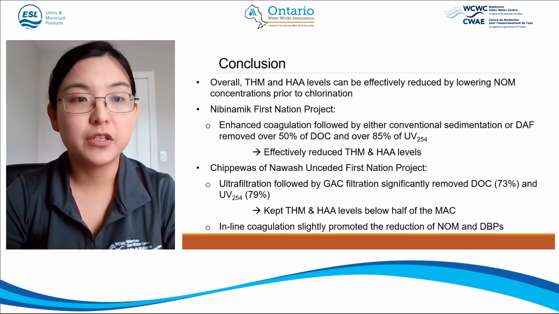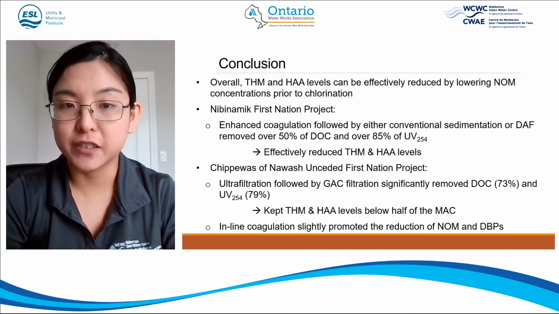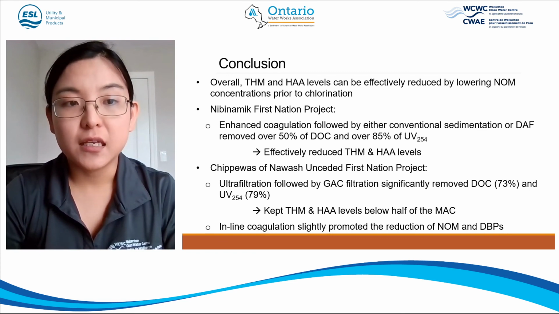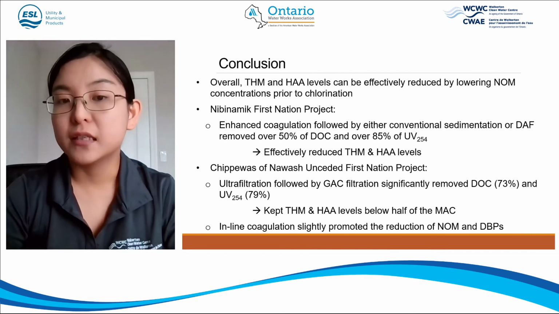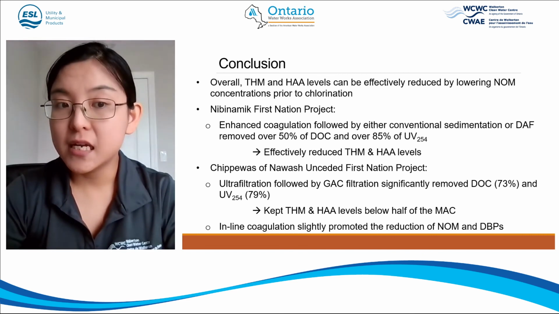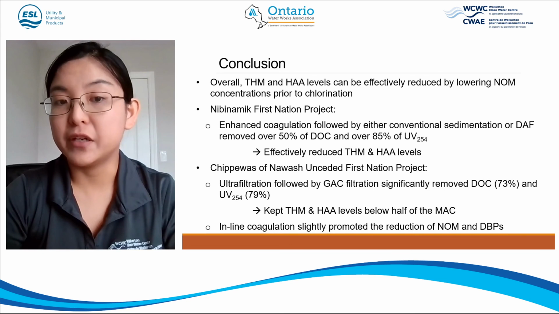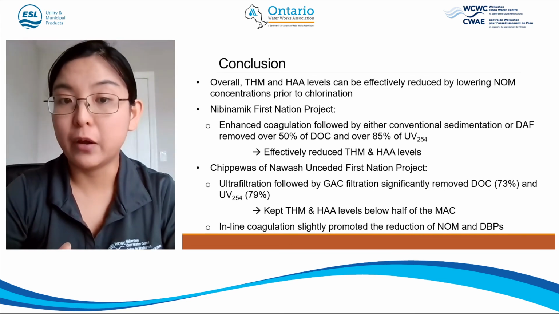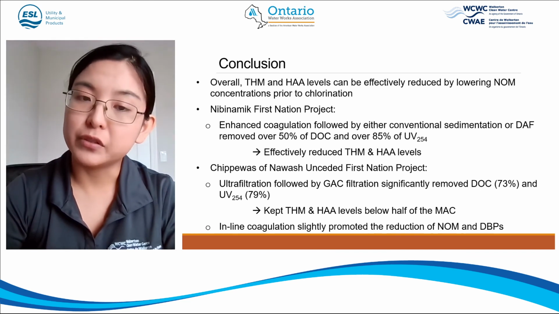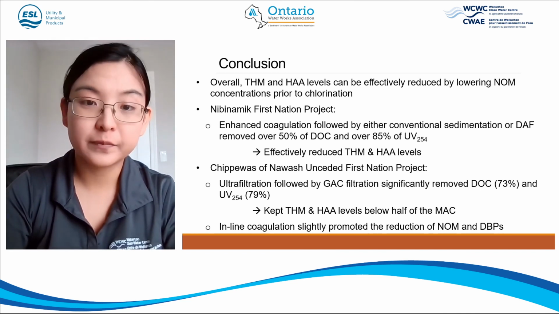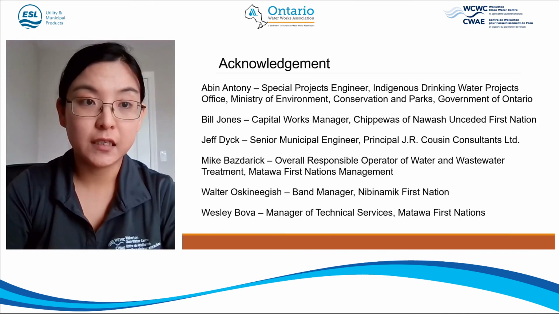In terms of the second First Nation project, ultrafiltration followed by GAC filtration significantly reduced DOC, and that kept the THM and HAA levels below half of the MAC. The inline coagulation likely promotes the reduction of NOM and DBPs.